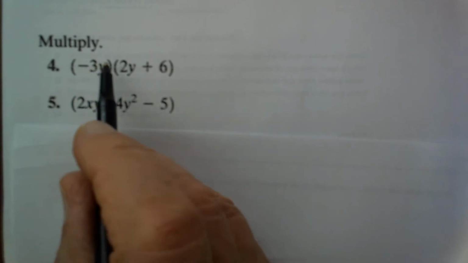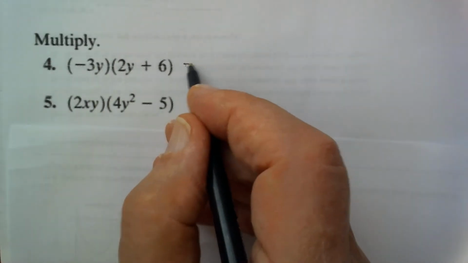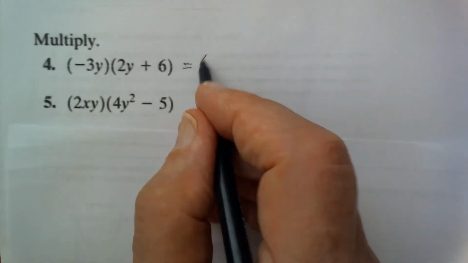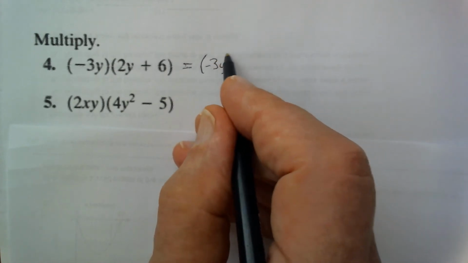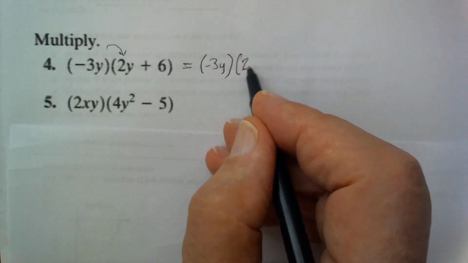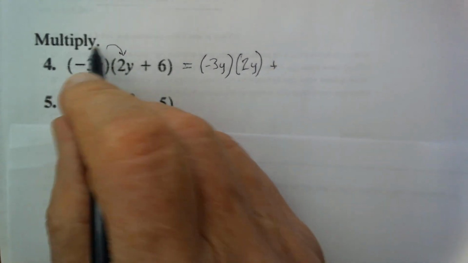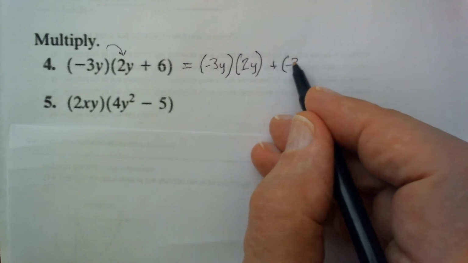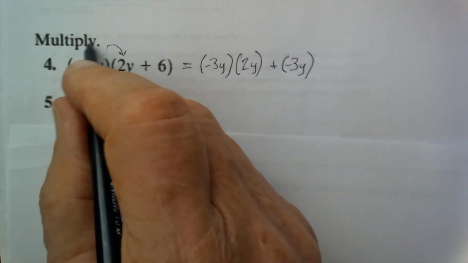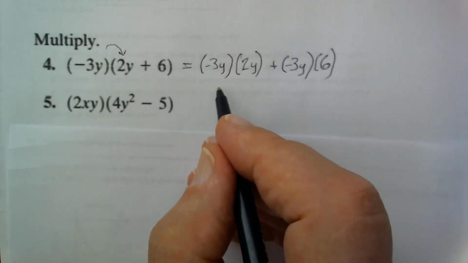So the way the distributive property works is we multiply the term outside the parentheses times each term inside the parentheses. Okay? So in other words, this then becomes minus 3y times 2y plus minus 3y times 6. So now we are multiplying monomials.